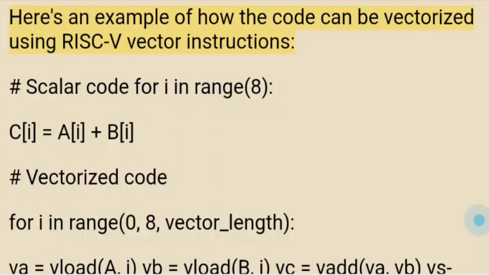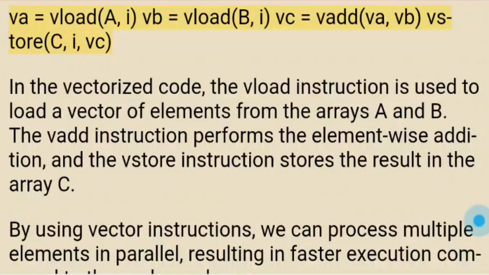Here's an example of how the code can be vectorized using RISC-V vector instructions. # scalar code: for i in range(8): C[i] = A[i] + B[i]. # vectorized code: for i in range(0, 8, vector_length): VA = vload A[i], VB = vload B[i], VC = vadd VA, VB, vstore C[i], VC.